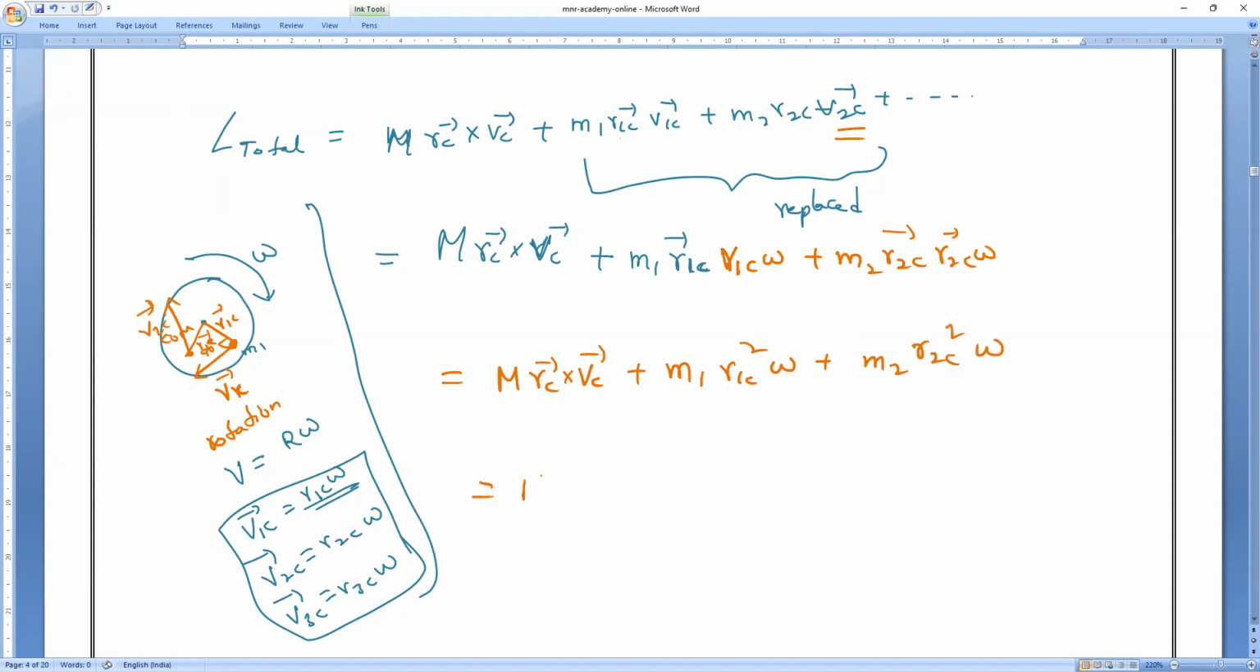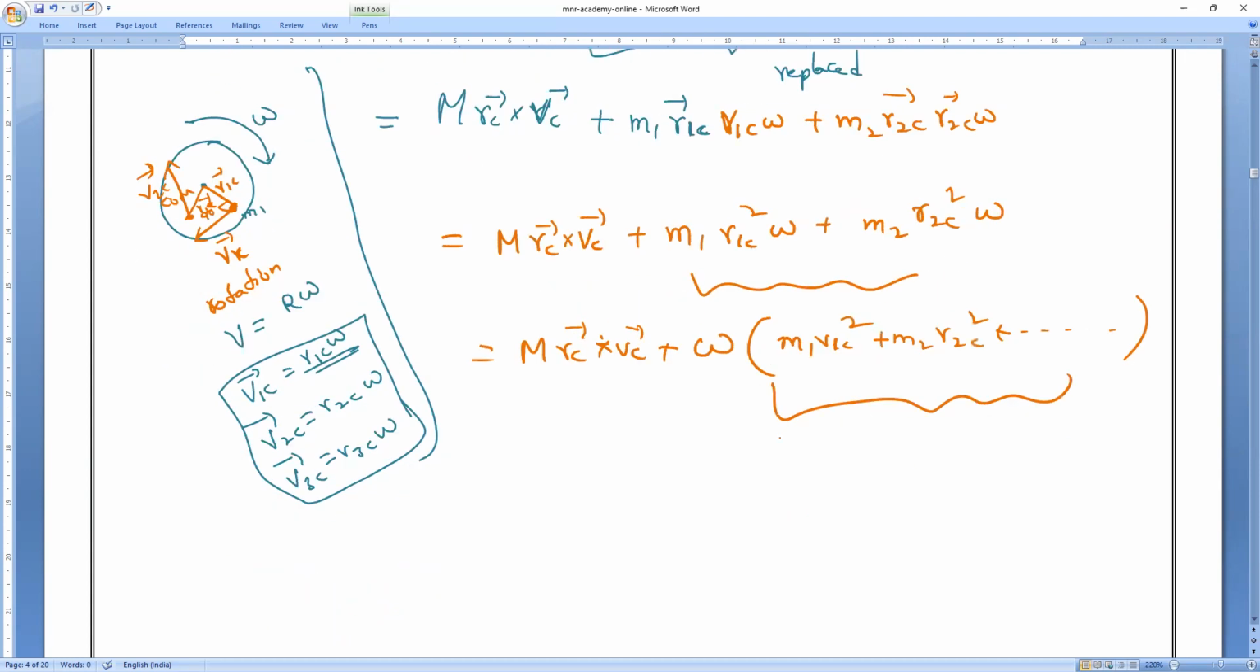So let me take this one, M into RC into VC. This whole term, something is common. Can you take it? What is common, everybody? Omega is common. Then the remaining one, M1 R1C square plus M2 R2C square plus and so on, which is equal to something.